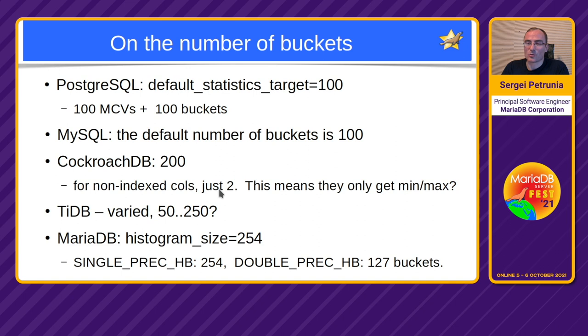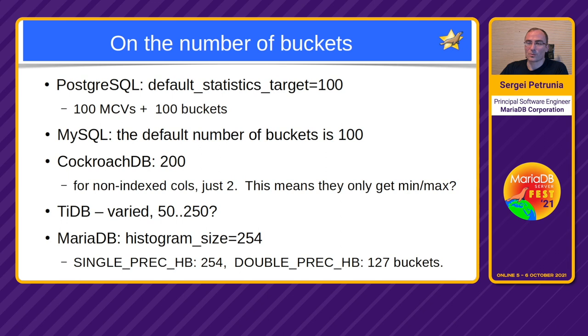In TiDB, I couldn't really understand their logic. The number of buckets seems to vary between 50 and 250 using some kind of rule. In MariaDB, we have histogram size 254, which gives you 254 buckets with single-precision HB and half that number with double-precision HB. For JSON histograms, they're not the default yet. Well, if you just don't touch it, you will get 254 buckets.